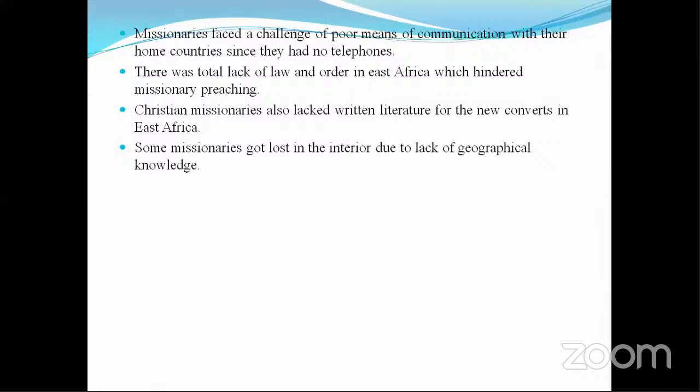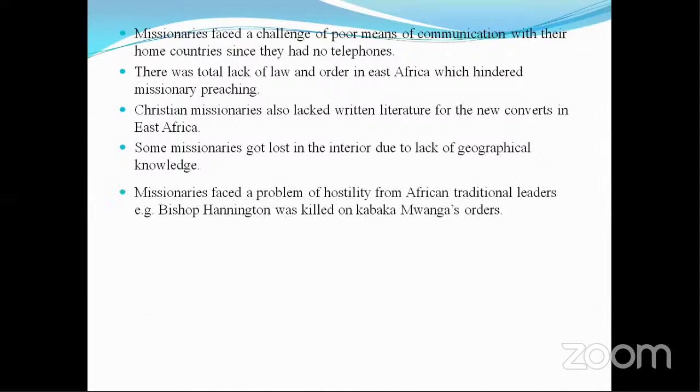Yes, they got lost in the interior. Of course, they didn't know the geography very well. They were trying to go to a certain place, but they didn't know how they could even reach there. Now they wanted to go back, but they could not go back again. The geography became too hard for the missionaries to do their work very well.